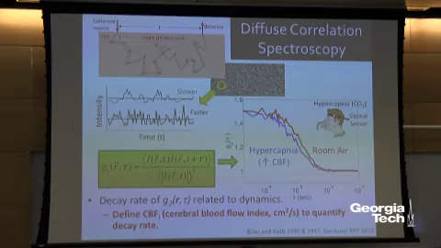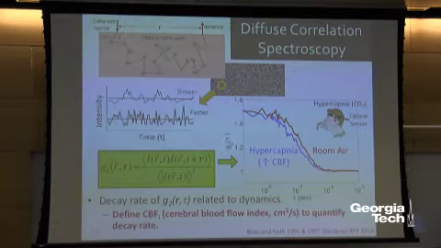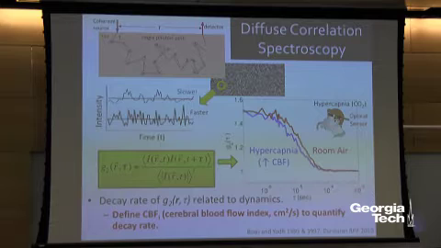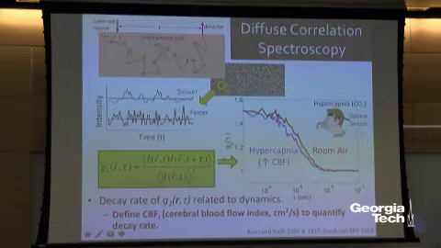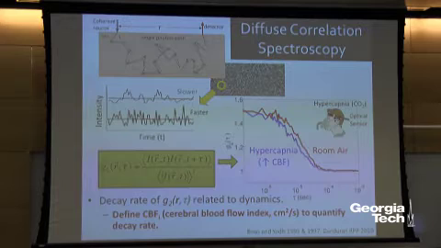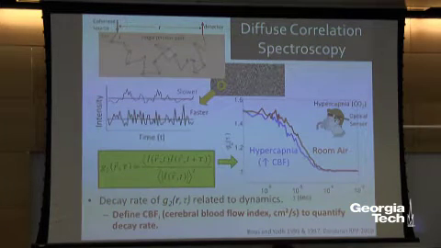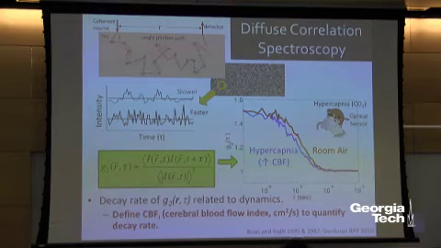You can see that an increase in blood flow is denoted by a left shift of this autocorrelation curve. Just like how we had photon diffusion theory that described propagation of light for NIRS, we have what's called correlation diffusion theory to describe simple models for this intensity autocorrelation function. We can fit this data to very simple models and extract a blood flow index in the tissue.